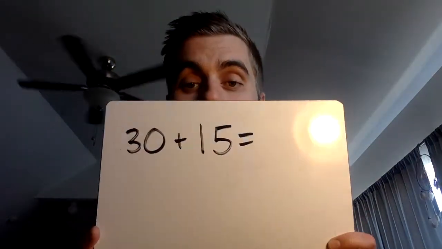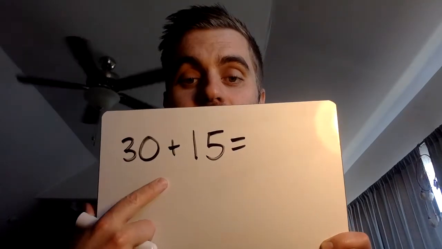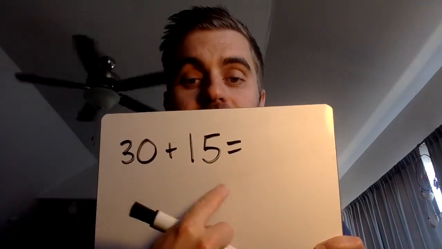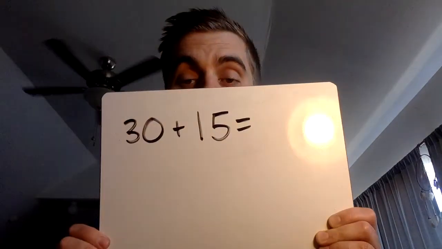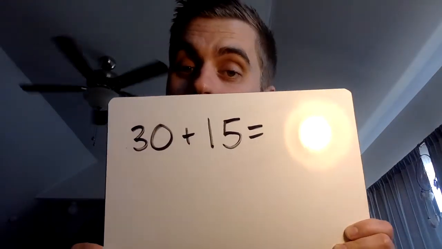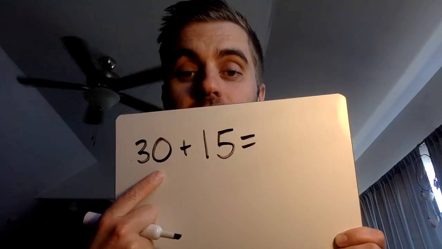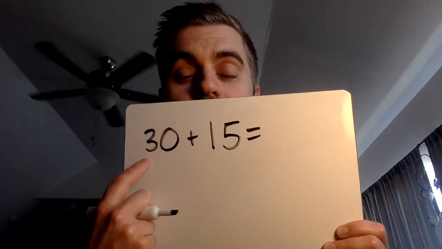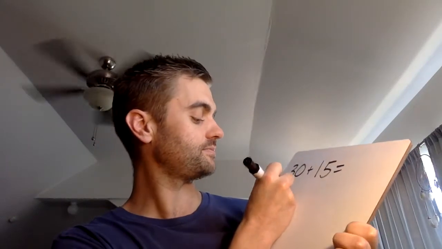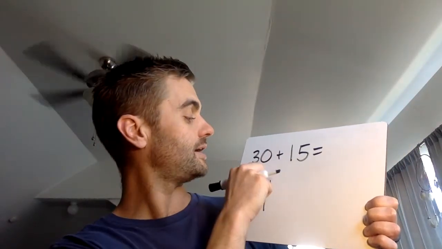So here we have an equation. We've got 30 plus 15 equals, and I want to find the total. Now the way I'm going to do that is by drawing a picture. I'm going to start with the number 30 and start with the tens. So it looks like we have 3 tens. I'm going to draw 1, 2, 3 tens. And how many ones? 0. So I'm not going to draw any ones.